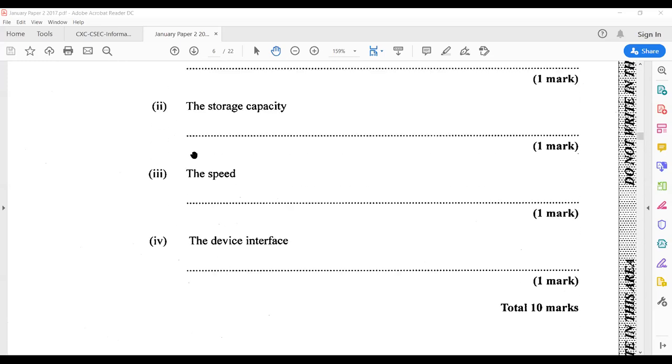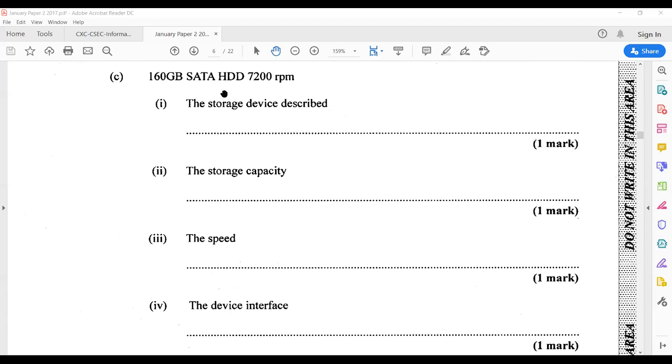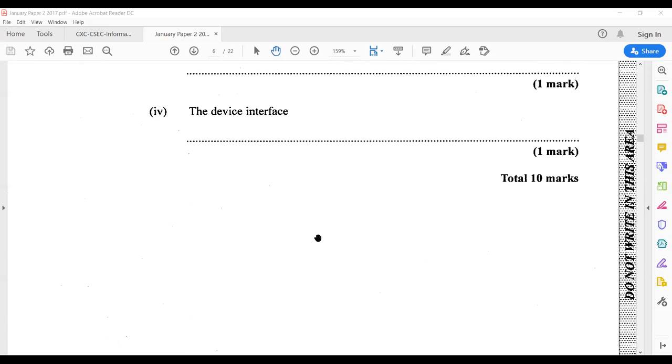That's another 10 marks there, right? Three devices to identify different specs. Any questions on this? You all want to go back on this one? No? All right, so let's move on.